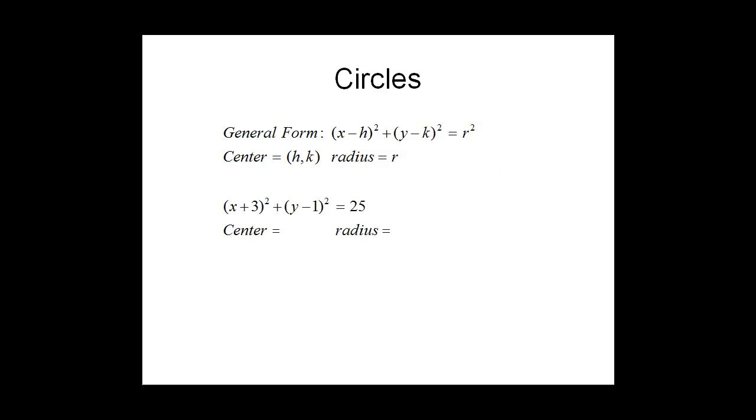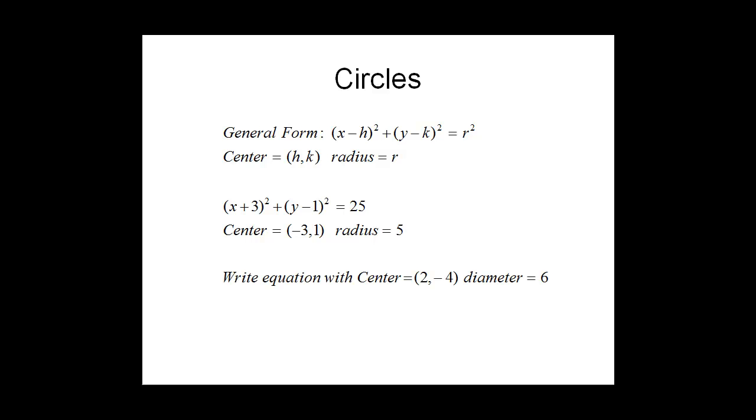Okay, suppose you have x plus 3 squared plus y minus 1 squared equals 25. The opposite of 3 is negative 3. The opposite of 1 is positive 1, and square root of 25. So you get negative 3, positive 1, and 5.